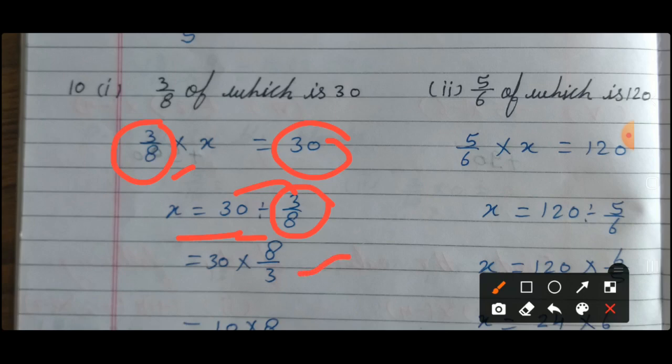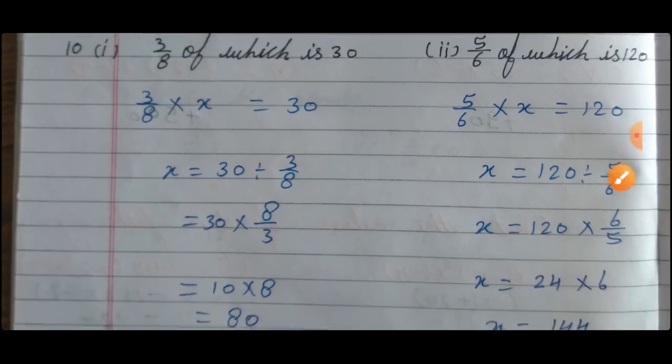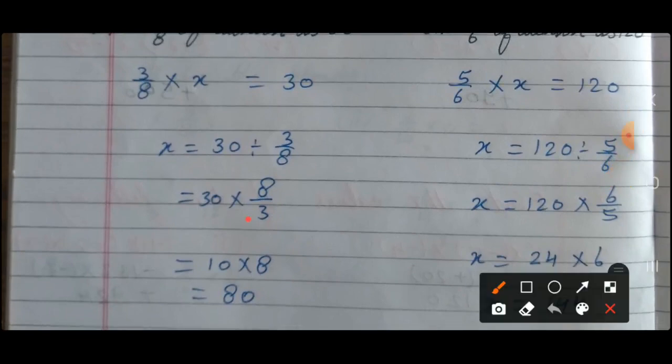30 multiplied by 8 upon 3. 30 and 3 both are divisible by 3. 3 1s are 3, 3 tens are 30. 10 multiplied by 8, 80. This is the value of x, the required number.